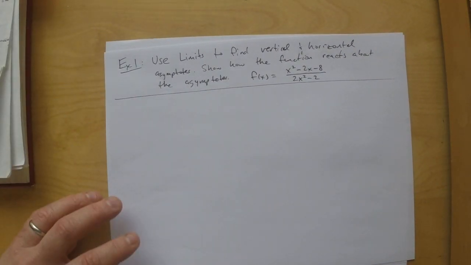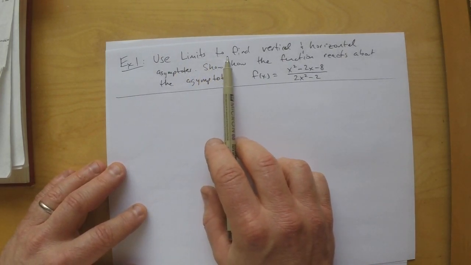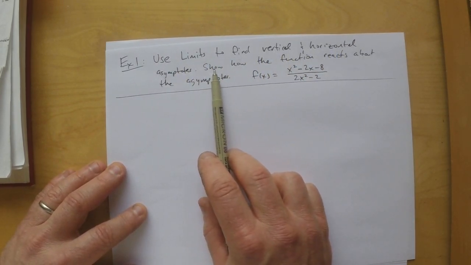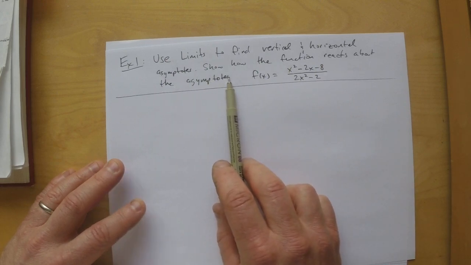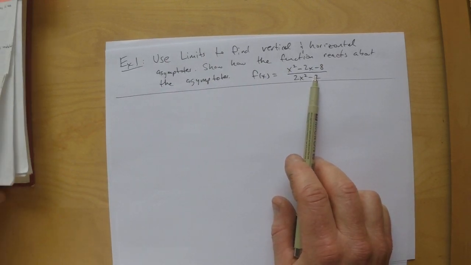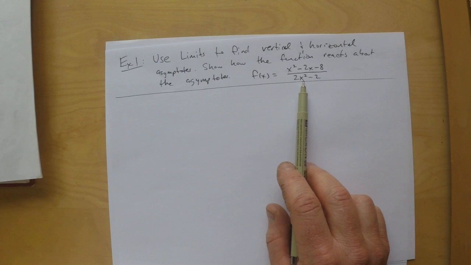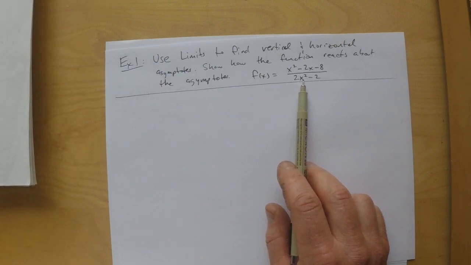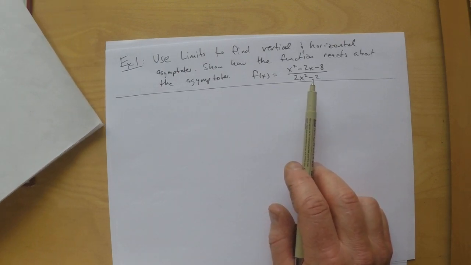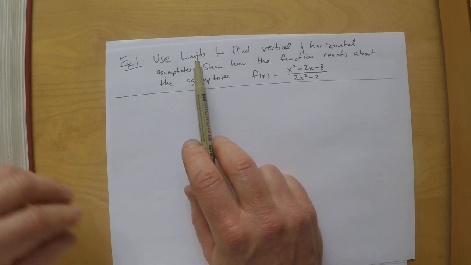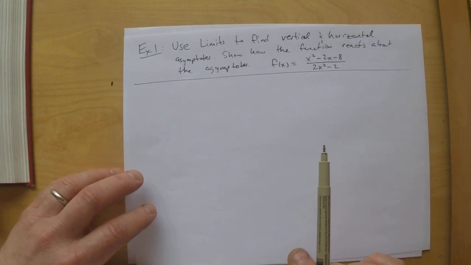This first example just says use limits to find vertical and horizontal asymptotes. Show how the function reacts about the asymptotes. And there's the function, which is again very pre-calc 12. You could totally do this question with pre-calc 12. The only difference is we're going to throw limits into the mix, as we've also talked about in calculus.